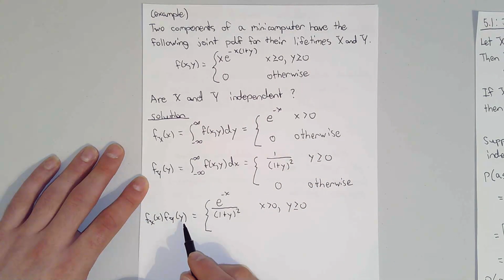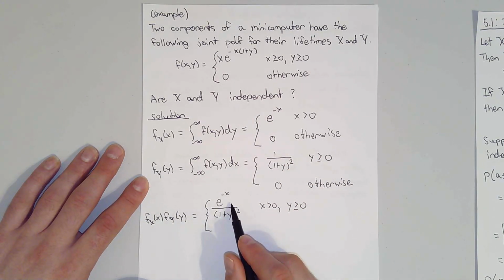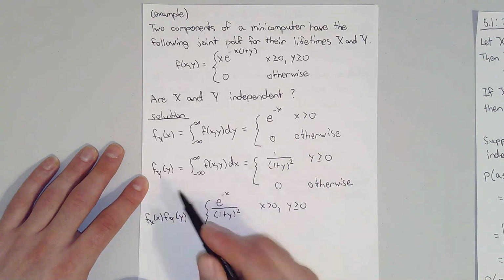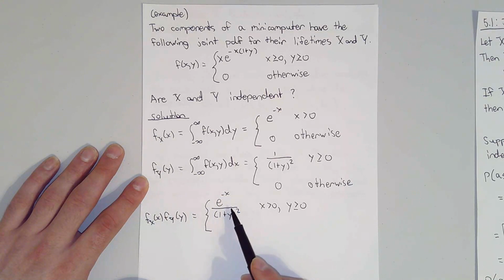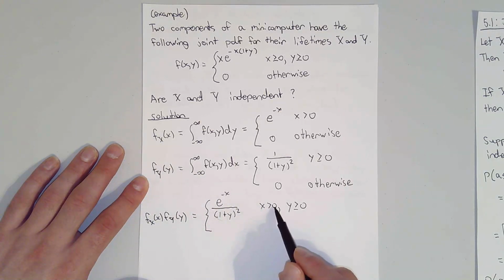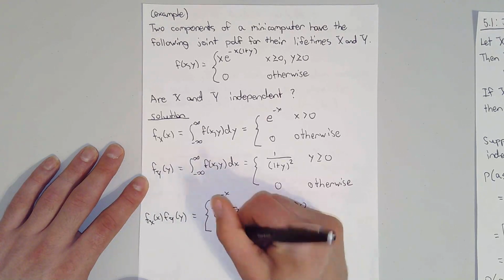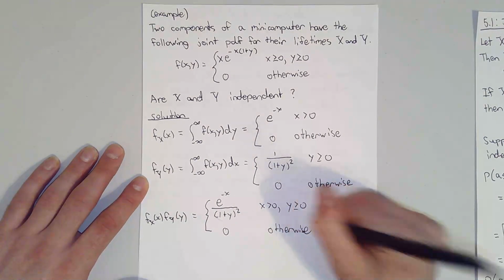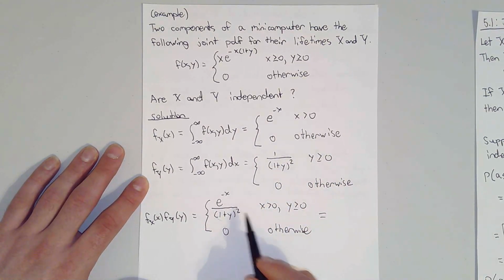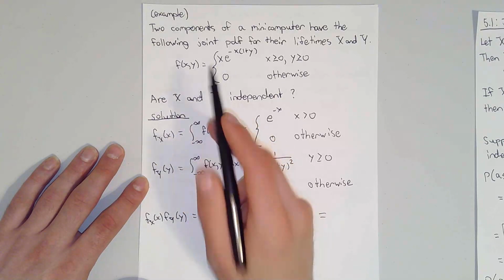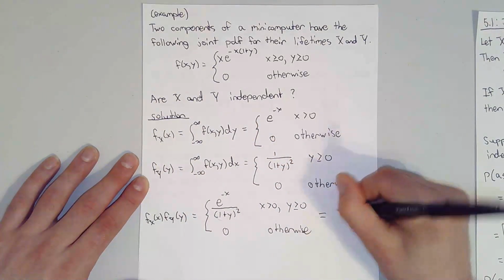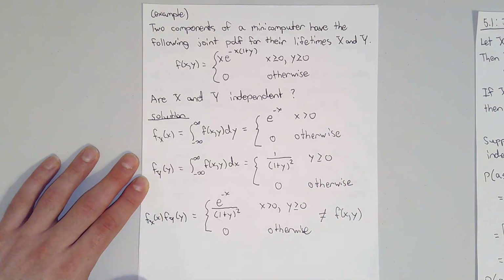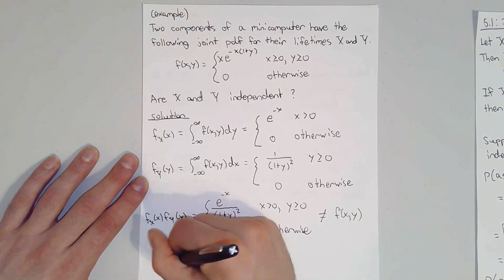the product of the two marginal PDFs is given by the following expression. In the case that x is bigger than 0 and y is bigger than or equal to 0, the product of these two things is the following expression. So it's this thing when x is greater than 0 and y is bigger than or equal to 0, and 0 otherwise. And we can see that this is clearly not the same as our original joint PDF. So this is not equal to f of x, y.